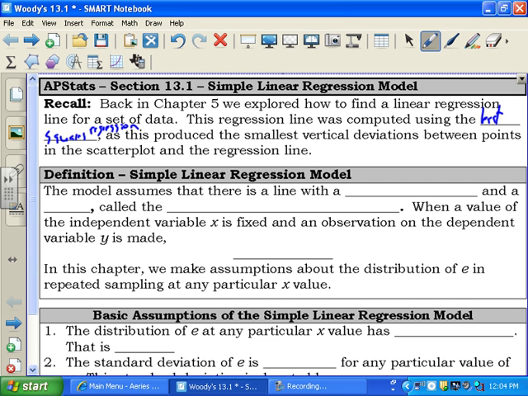The model assumes that there is a line with a vertical intercept. We call that the y-intercept. Sometimes that y-intercept makes sense in context, and sometimes it does not. So it just depends. And then it also has a slope. Again, slope-intercept. And we called that the true regression line.